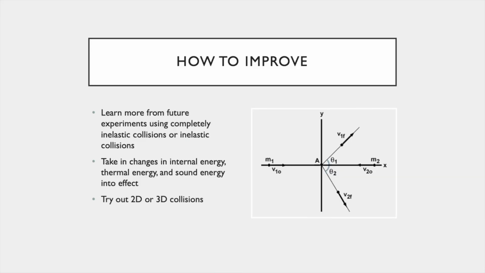So how can we improve this lab? In future experiments, we can mess around with completely inelastic collisions or other inelastic collisions. We can also take into effect more than just friction and air resistance. We can take into effect changes in internal energy, thermal energy, and sound energy. We can also practice with 2D or 3D collisions and see what we learn from there.